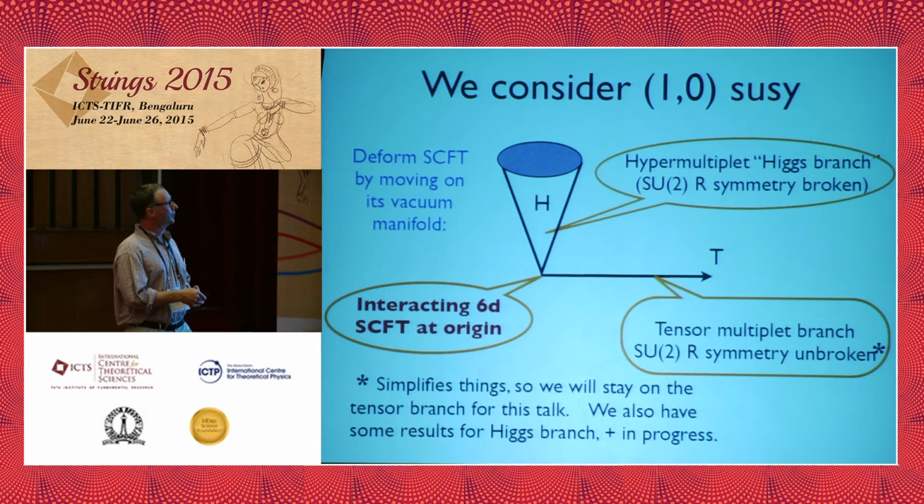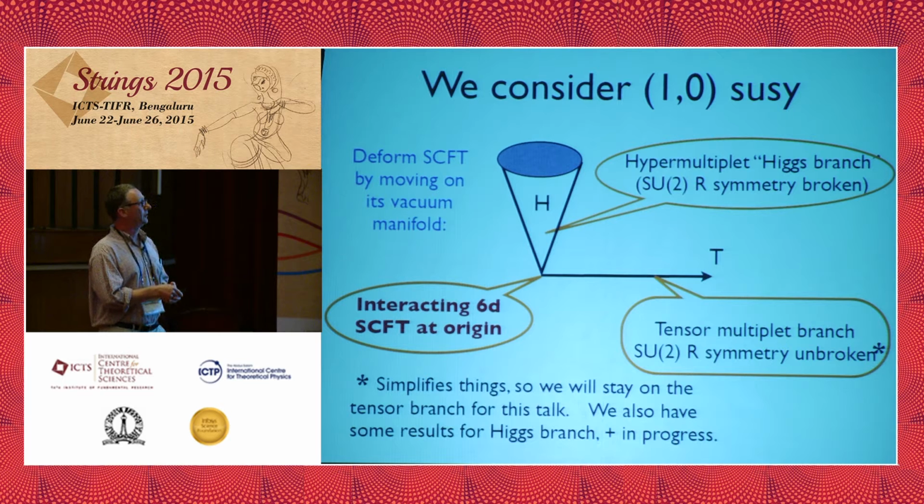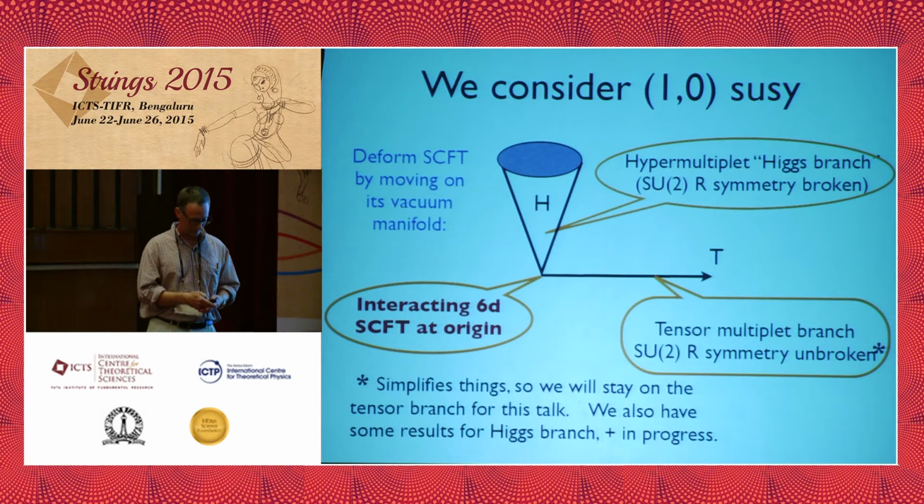And then there's a tensor multiplet branch where the SU(2)_R symmetry is unbroken. And then at the origin, there's the superconformal field theory, which is our starting point. So we start here and we can move in either direction. And the analysis is much easier on the tensor branch because of the fact that the R symmetry is unbroken. So this simplifies things, and I'll stay on the tensor branch for the rest of this talk. We have some results for the Higgs branch, and we're also further considering it. So that's in progress.